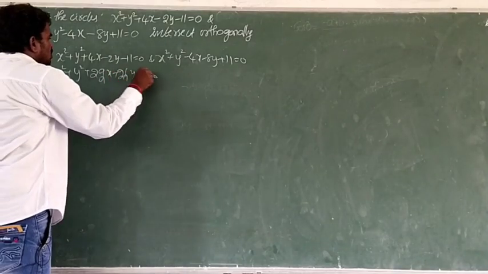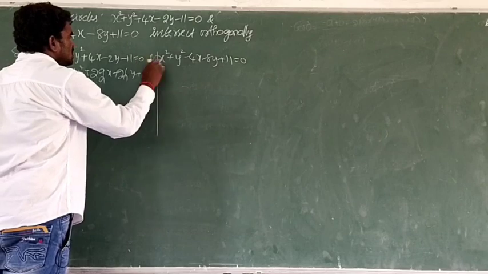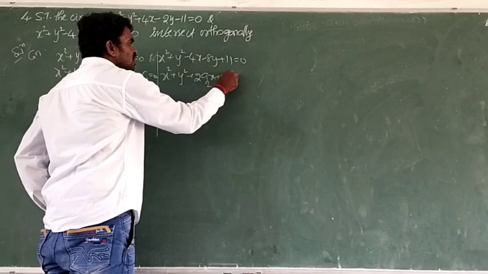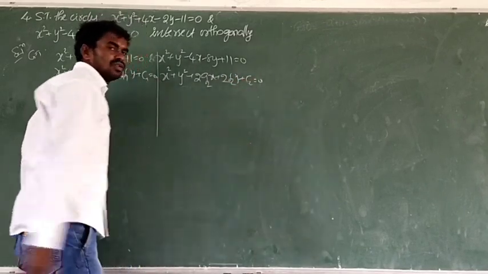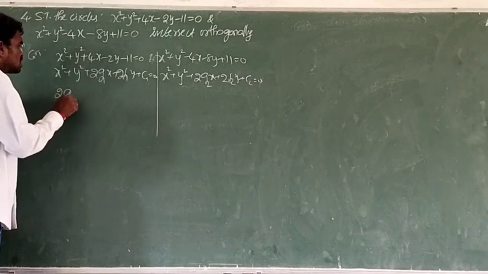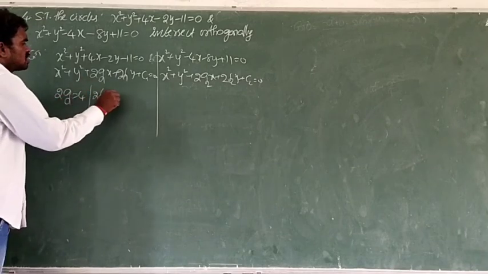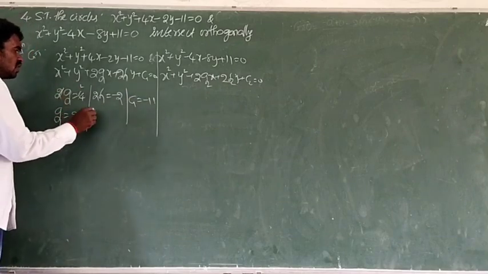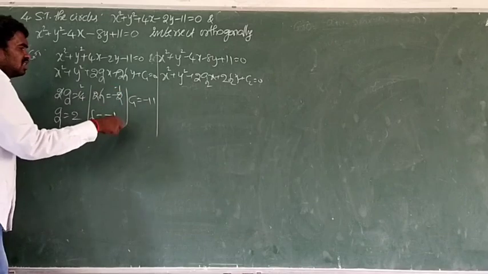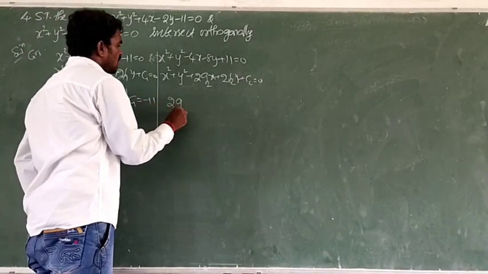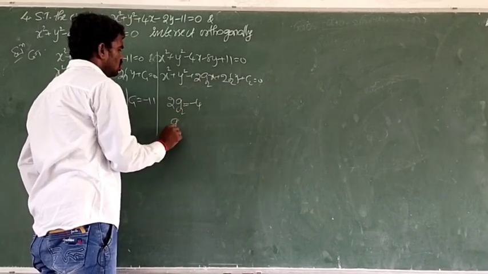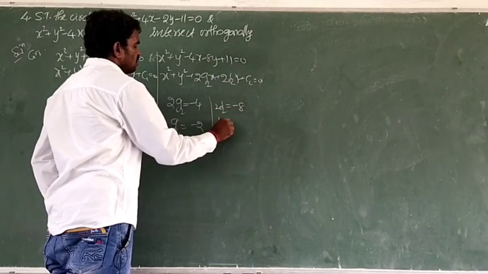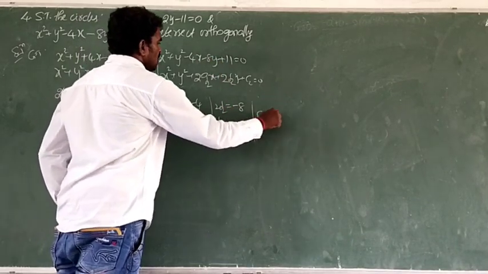2f1y plus c1 equal to 0, and the second equation can be compared with x square plus y square plus 2g2x plus 2f2y plus c2 equal to 0. Okay, so what is 2g1? That is 4. What is 2f1? That is minus 2. What is c1? That is minus 11. Okay, g1 becomes 2, f1 is minus 1. Next, comparing x coefficients, 2g2 becomes minus 4, so g2 is minus 2, and 2f2 is minus 8, then f2 is minus 4, and c2 will be 11.